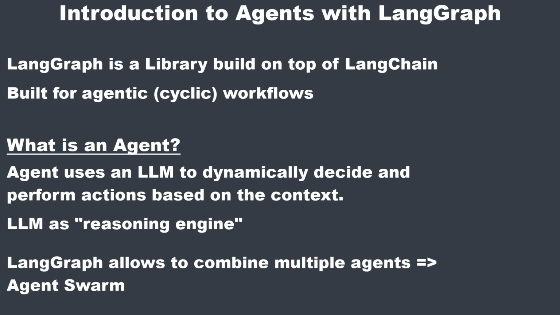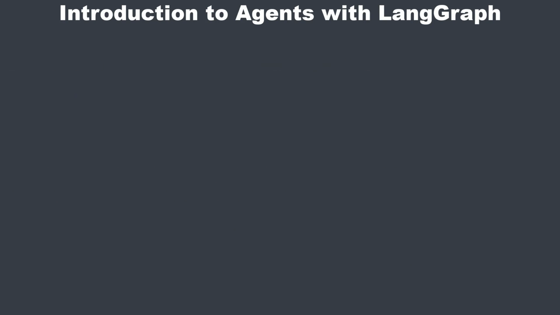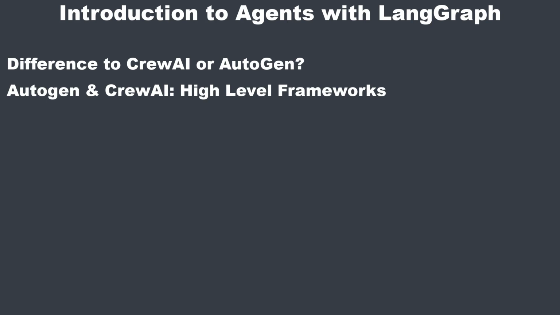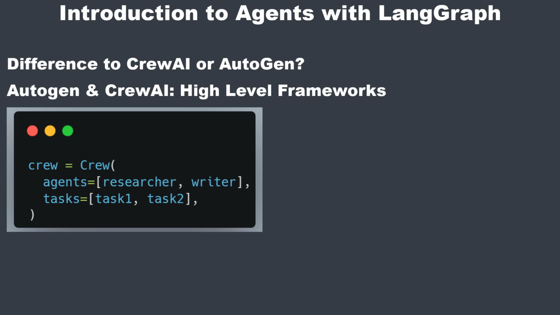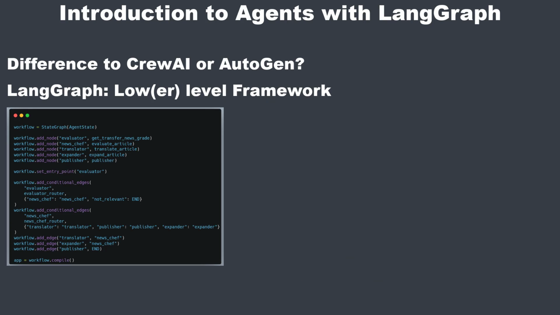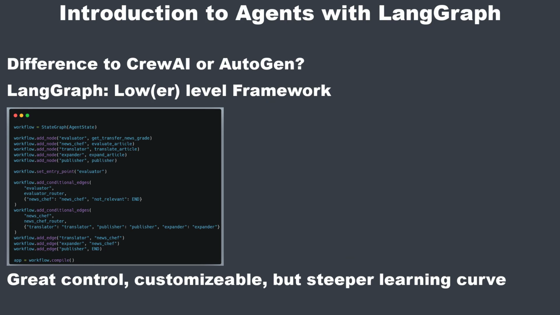LangGraph also enables the combination of multiple agents into a so-called agent swarm, facilitating data sharing, performing various tasks, and allowing large language models to interact with each other. You might be familiar with my video about CrewAI or might have heard about AutoGen. So what's the difference? AutoGen and CrewAI offer high-level frameworks with their own pros and cons. LangGraph, however, has a steeper learning curve but provides a deeper understanding of how agents operate.